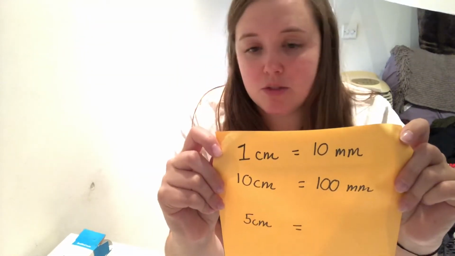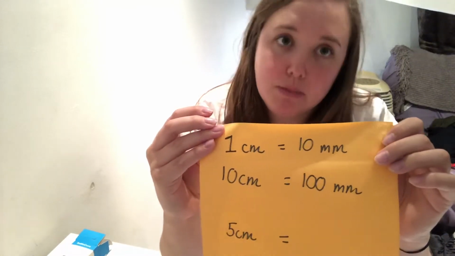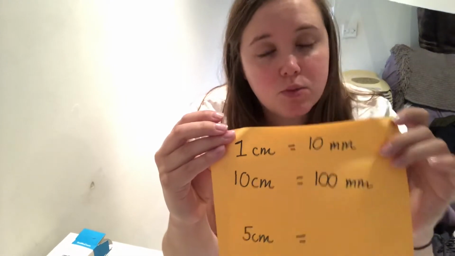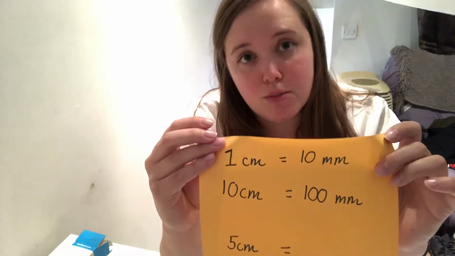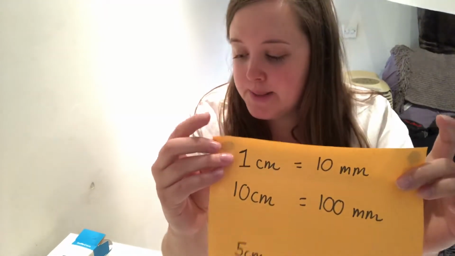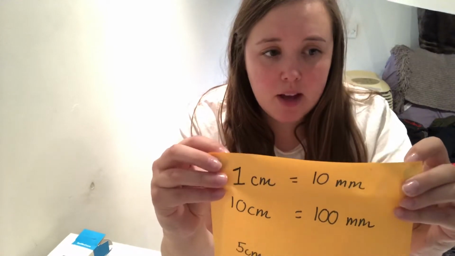So when we're measuring things, they might not be exactly however many centimetres, there might be some millimetres, so then we need to measure it. So if a pen is 9 centimetres and 2 millimetres, we write 9 centimetres and 2 millimetres. So it's just over 9 centimetres, not exactly 9 centimetres. So we use centimetres and millimetres to measure things accurately.